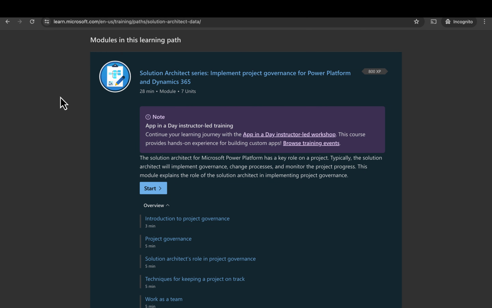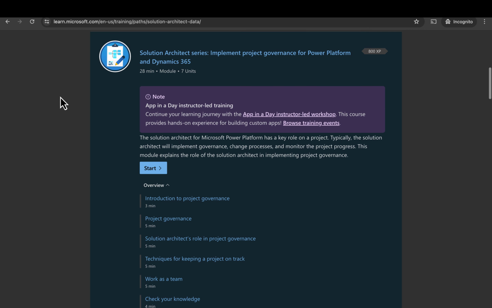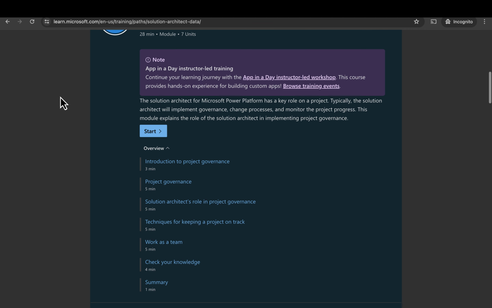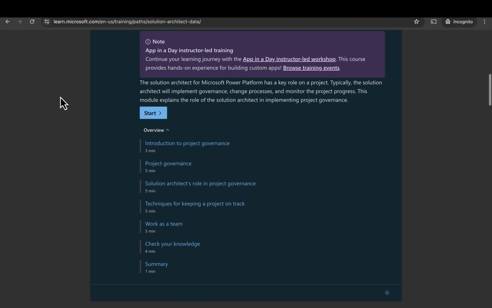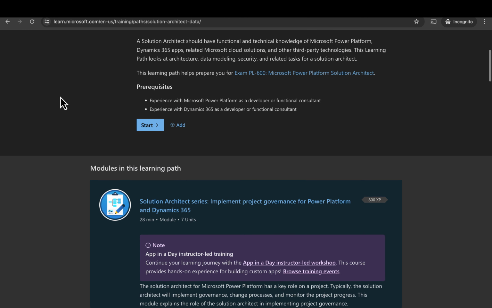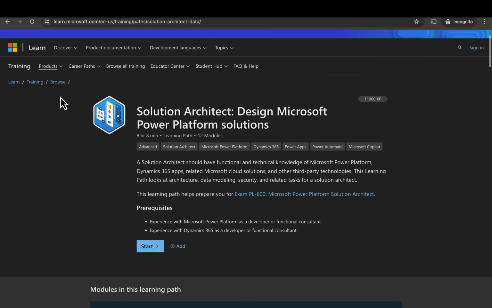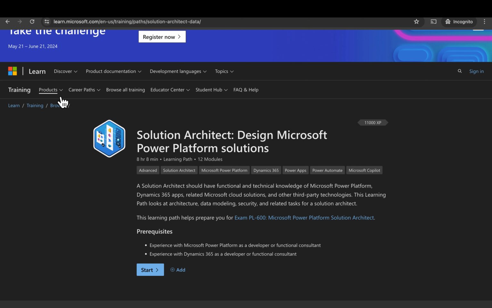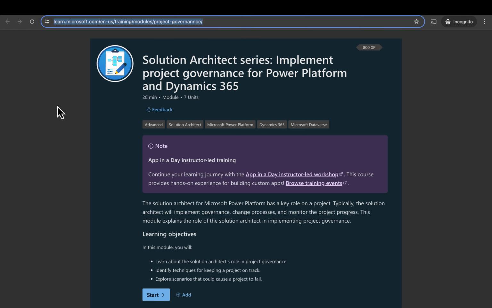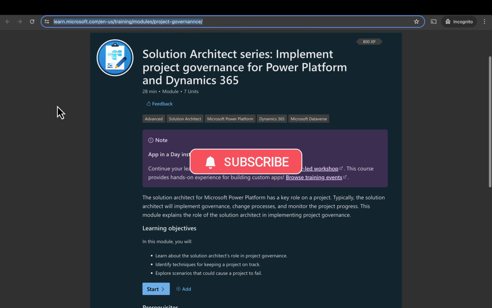Welcome to Module 1, Solution Architect Series, Implement Project Governance for Power Platform and Dynamics 365. This module is part of the Solution Architect Design Microsoft Power Platform Solutions learning path. Let's get started. Solution Architect Series, Implement Project Governance for Power Platform and Dynamics 365.